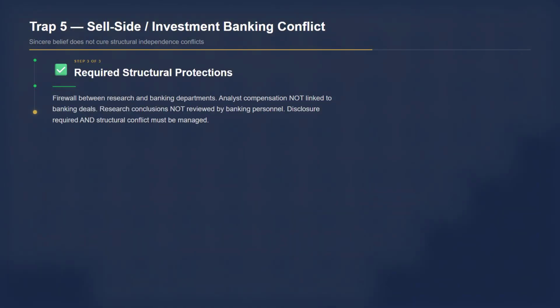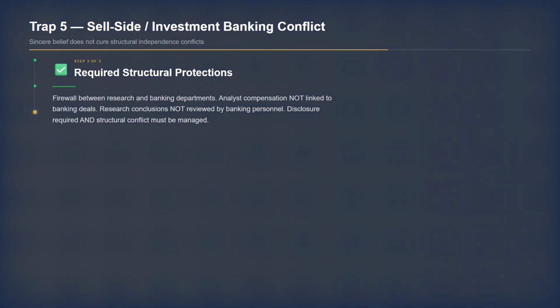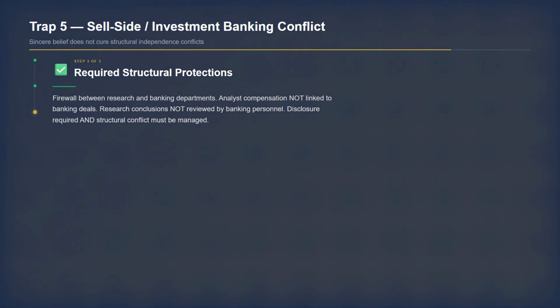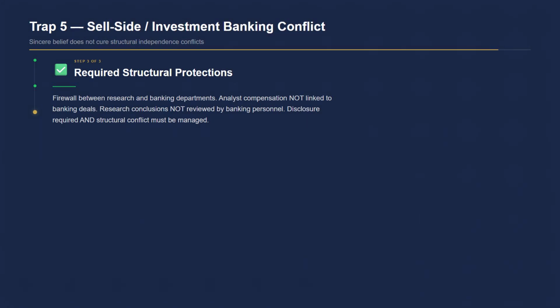Best practice: organizational firewalls between research and investment banking. Analyst compensation must not be linked to banking transactions. Research conclusions must not be reviewed by banking personnel before publication. Disclosure is required, but structural conflict must also be managed. Disclosure alone is not the answer.